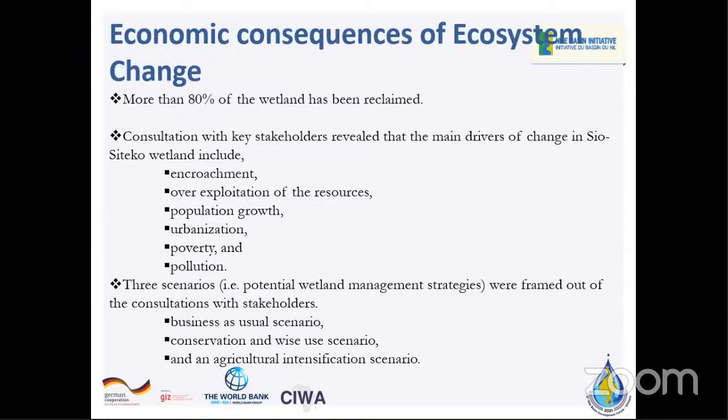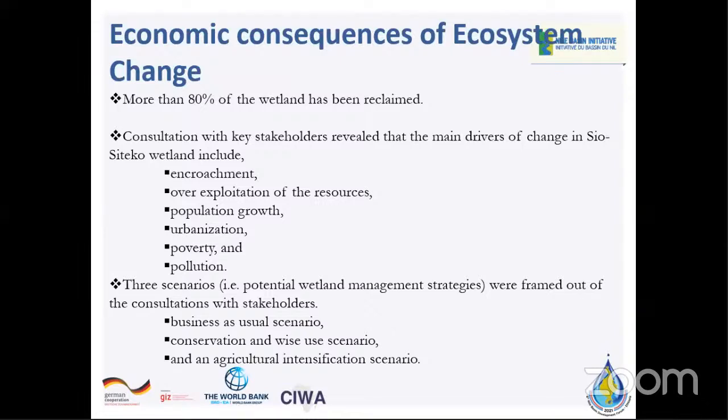So if I present to you the economic consequences of the ecosystem change, we identified some of the drivers of change within the wetland. These include encroachment, over-exploitation, population growth, which was a contributor as far as the stakeholder engagement interviews went, and urbanization, as the wetland borders Busia town in both Kenya and Uganda. Then we have poverty and pollution emanating from crop farming and from the towns.